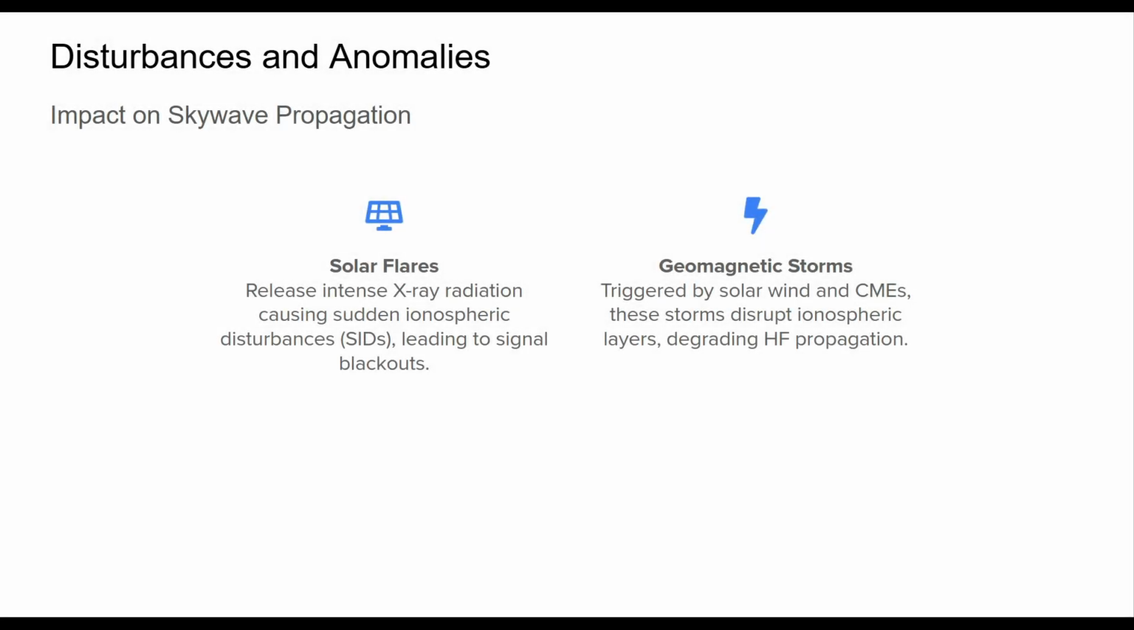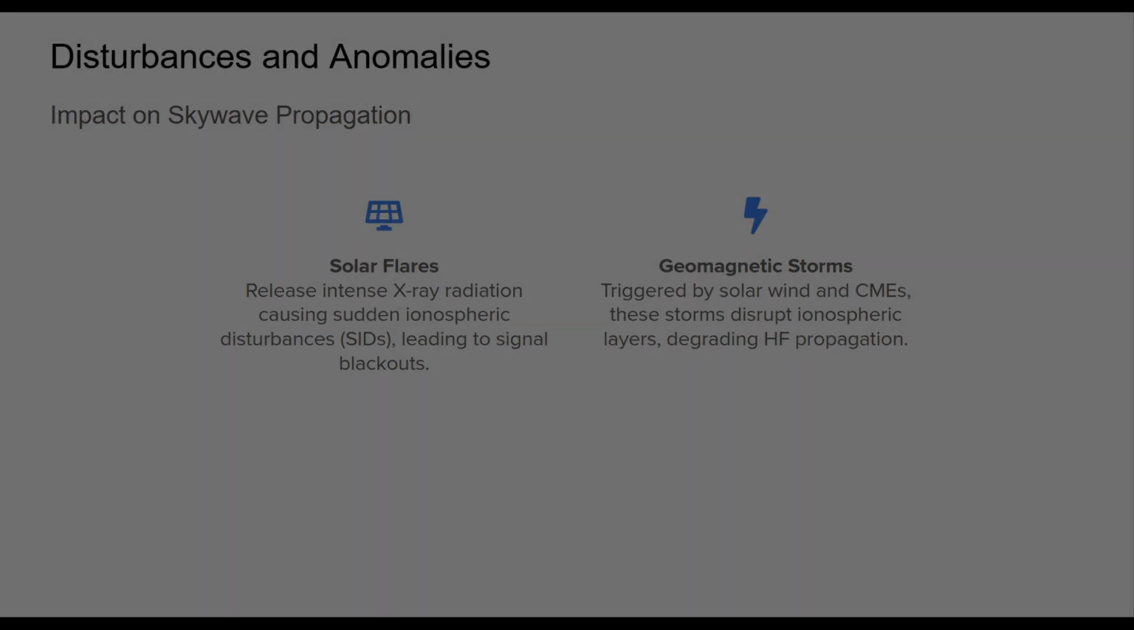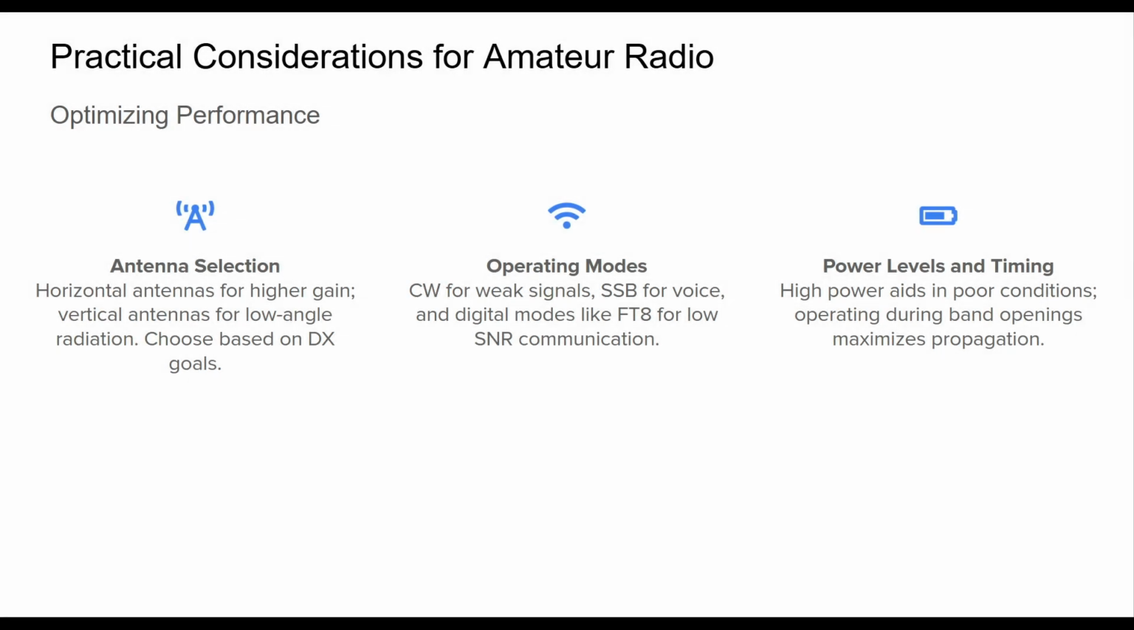Disturbances in the ionosphere caused by solar and geomagnetic activity significantly impact HF communication. Solar flares emit bursts of X-ray radiation, causing sudden ionospheric disturbances that can lead to immediate signal blackouts. Geomagnetic storms, often followed by coronal mass ejections, disrupt the ionosphere's electron density, resulting in unpredictable propagation. Amateur radio success depends upon strategic station design and operation. Antennas play a vital role.